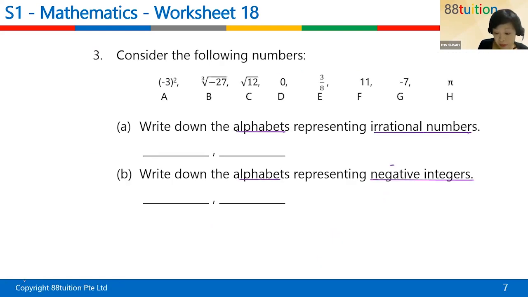All right? Now, I want response from the class now. For question number 3. Consider the following numbers. You look at here. You are given a list of A, B, C, D, E, F, G, H, right? So from here, what you need to do is to write down the alphabets representing what they wanted. First question, they want irrational numbers. Irrational numbers are numbers that they give you very long and very long kind of decimals.